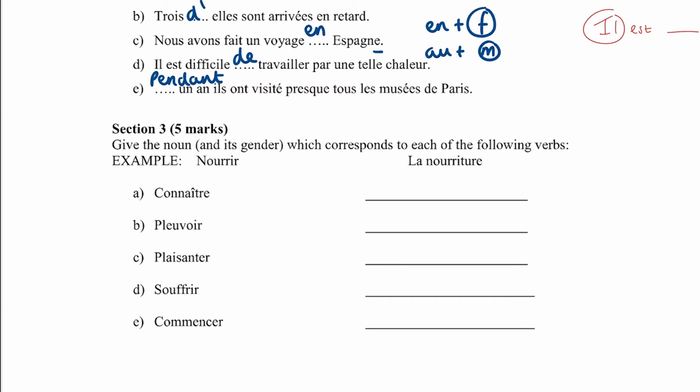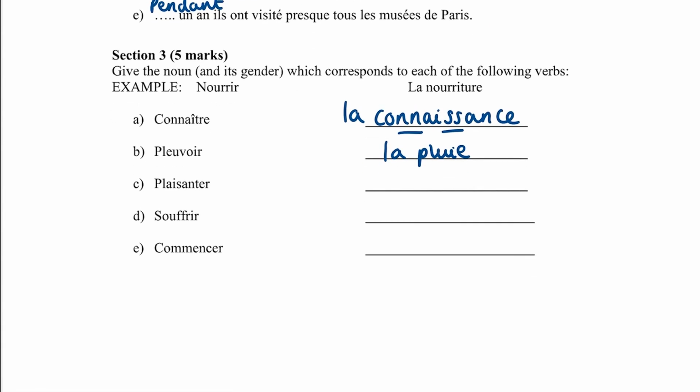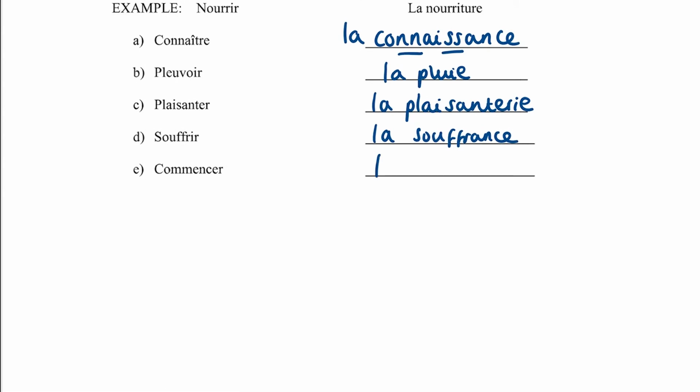Connaître, the noun which comes from connaître is connaissance. It's very much a spelling you need to learn, 2 N's, 2 S's. The noun which comes from pleuvoir is obviously rain, so it's going to be la pluie, and I'm forgetting that I need to put in my genders, la connaissance, la pluie. Plaisanter, to joke, the noun from that is la plaisanterie. Souffrir, suffering, is going to be la souffrance. And the noun which comes from commencer is le commencement.